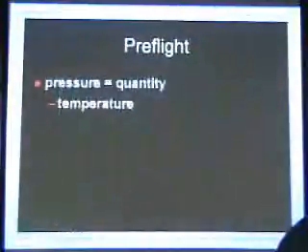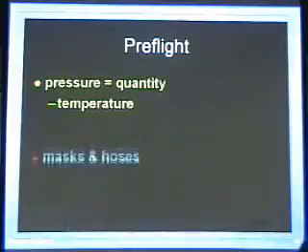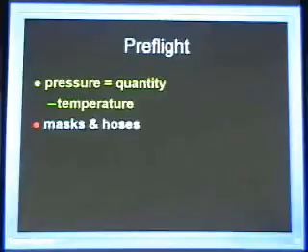When you're pre-flighting the system, you're going to check the pressure gauge. Depending on if it's a gaseous system, obviously, that's the one you're going to be checking for. If the temperature of the oxygen is cold, it'll read lower. If the temperature of the oxygen is higher, it'll read higher. So there's typically a temperature correction chart to make sure you have a high enough quantity. You're going to check the masks and hoses for condition, make sure they're not broken or kinked.